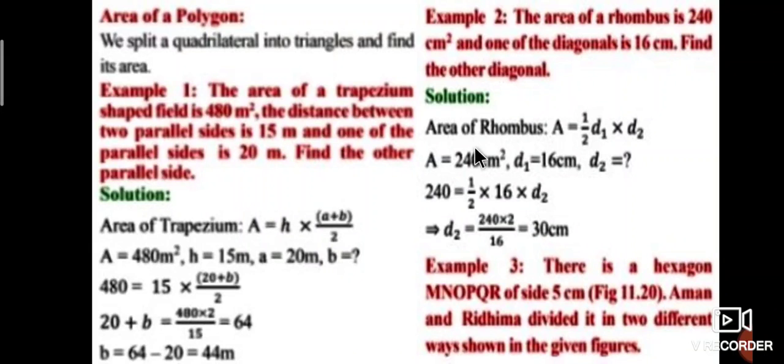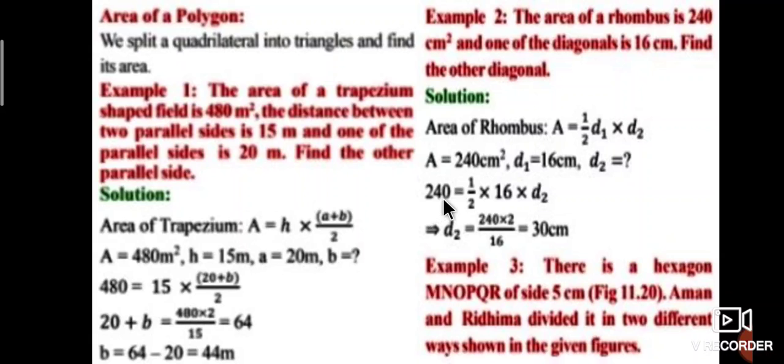Solution. The area of a rhombus is A is equal to half into D1 into D2. Here A is equal to 240 centimeter square. Area is given, that is 240 centimeter square. D1 is equal to 16 centimeter. D2 is equal to question mark.